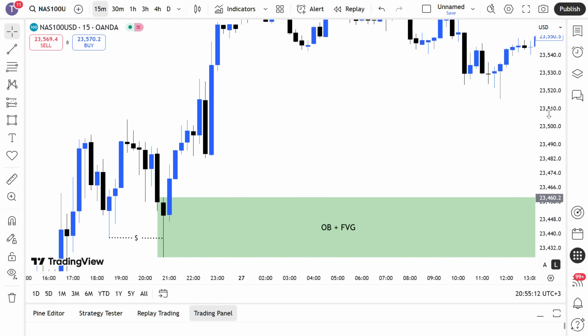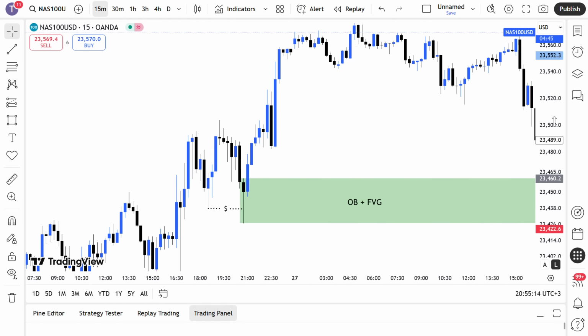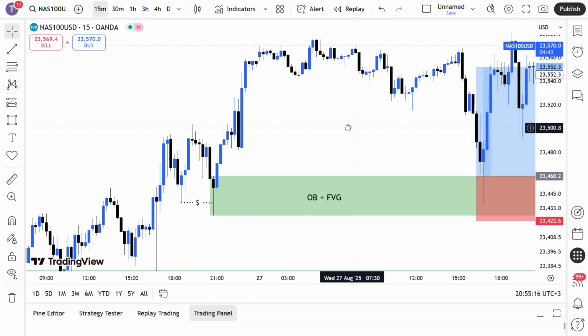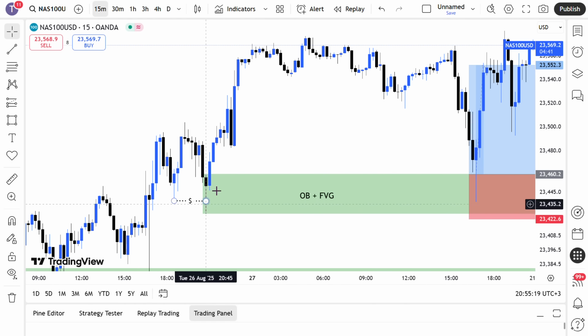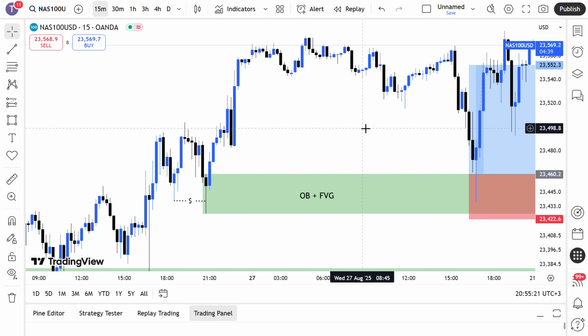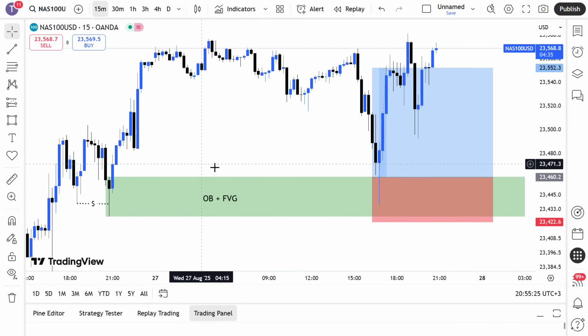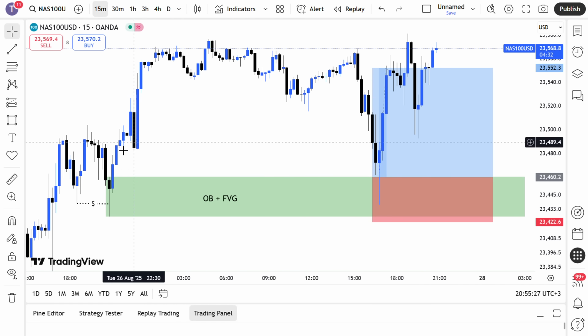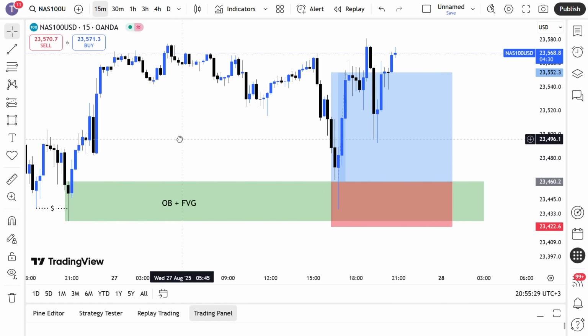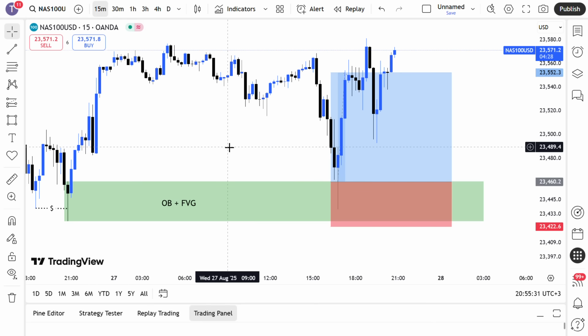But generally, you can see that the trade had everything that I wanted to see. There is a sweep of liquidity on the origin of the order block, and then the order block has a fair value gap. And then after the order block, just above it, we have the inducement. And that is how I got this trade.